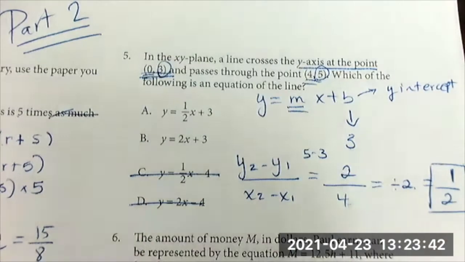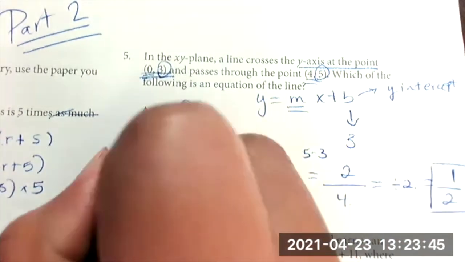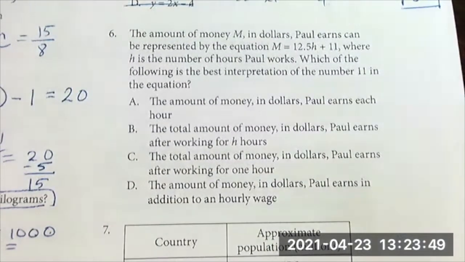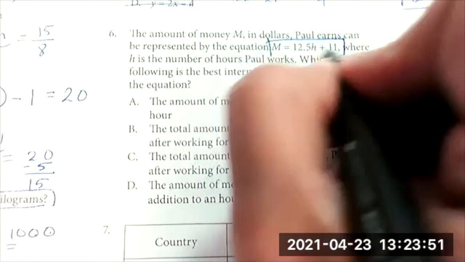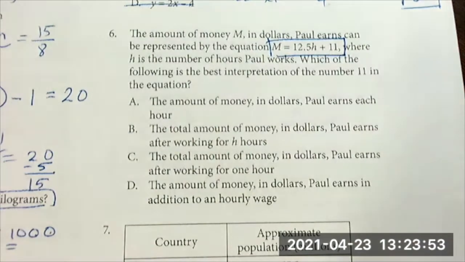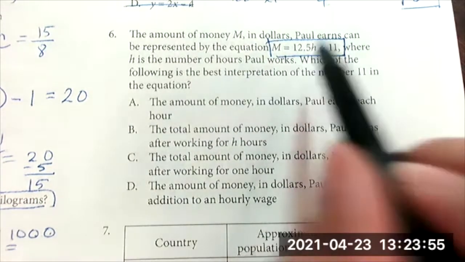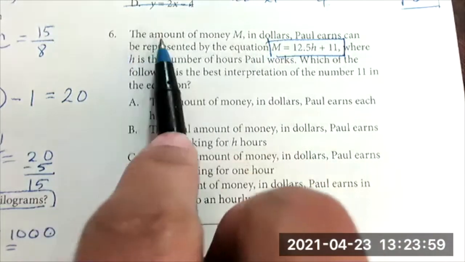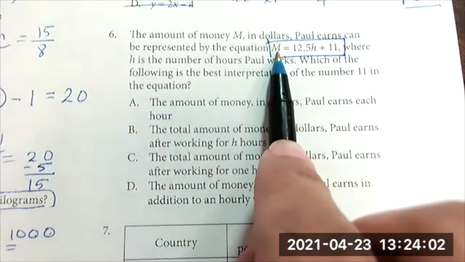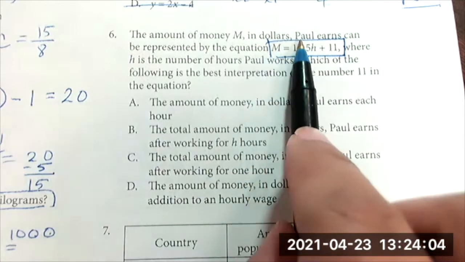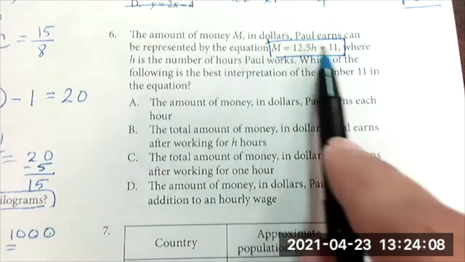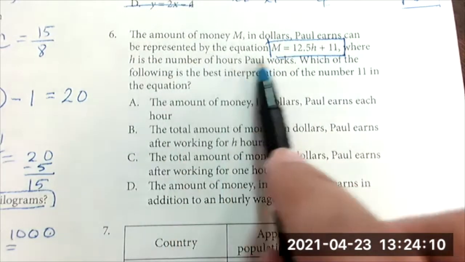And 1 over 2 is going to be this one. All right, number 6 says, and when I go through a test, I go directly to the equation and then read through it. It says the amount of money, M is dollars, M is money, Paul earns can be represented by the equation where H is the number of hours.